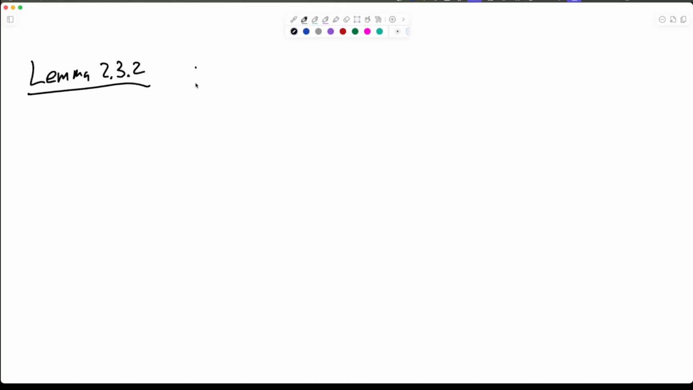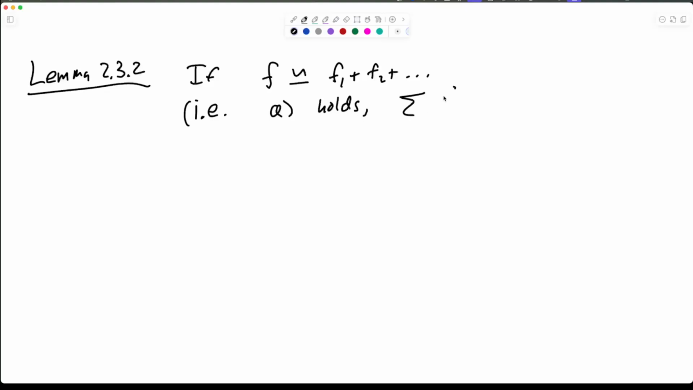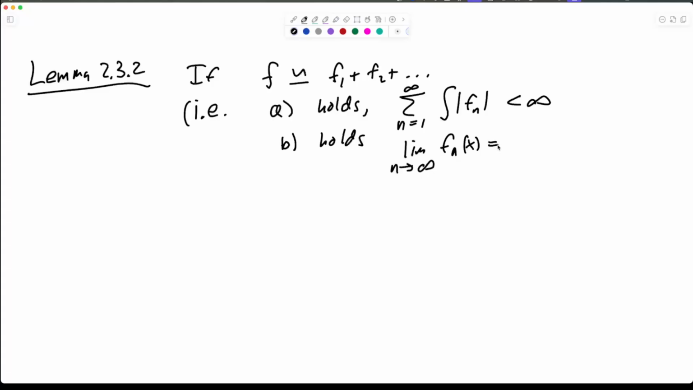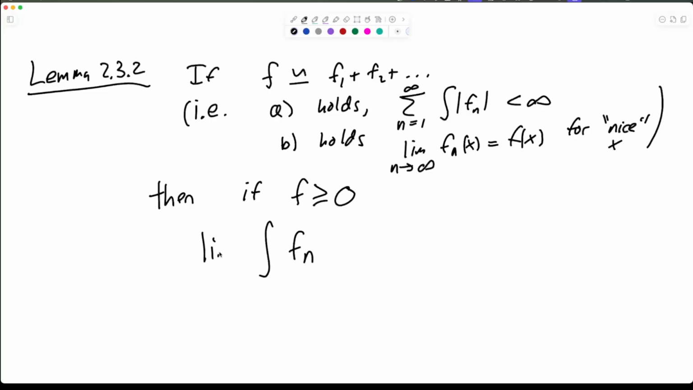Lemma 2.3.2. If f tilde equals f1 plus f2 plus dot dot dot, and this tilde equals bakes in both condition A and B, i.e. A holds, the sum of the integral of the absolute value of the fn's is finite, n equals 1 to infinity, and B holds, which says the limit as n goes to infinity of fn of x equals f of x, let's say for nice x, where nice means what it means in the definition. Then if f is positive, the integral of the fn's will also be positive. Once we have this greater than 0, we're going to upgrade it into an equals in a moment.